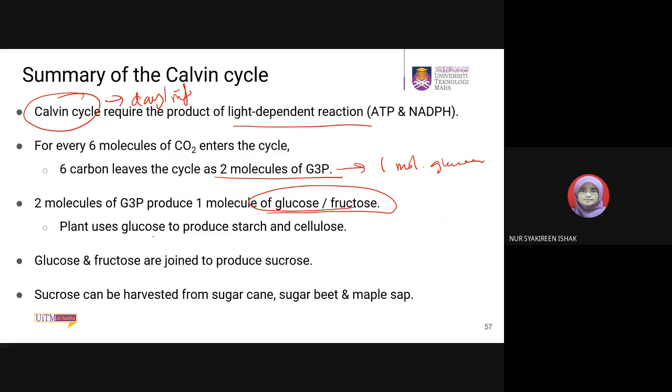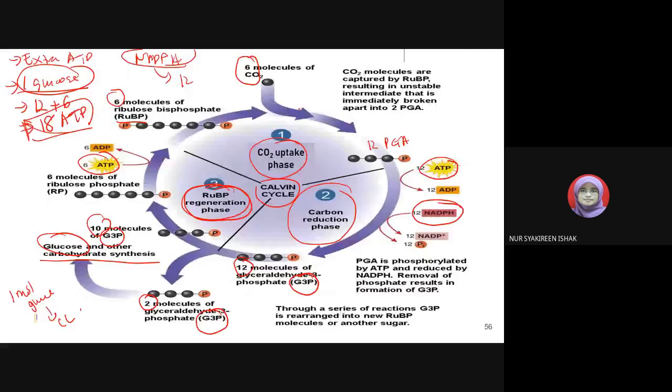Okay, so plant uses glucose to produce starch and also cellulose. Cellulose is the building block of cell wall for plant cell. Okay, so glucose and fructose are joined to produce sucrose. Sucrose can be harvested from sugar cane, sugar beet and also maple sap. Okay, maple syrup lah. Alright. So kalau makan buah dia manis semua tu disebabkan oleh penghasilan fructose or glucose during Calvin cycle of photosynthesis.